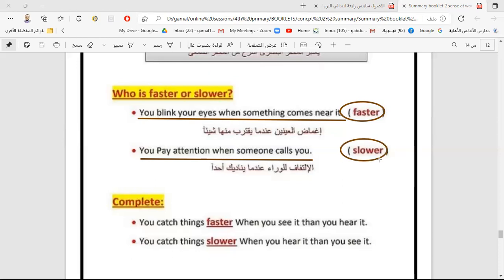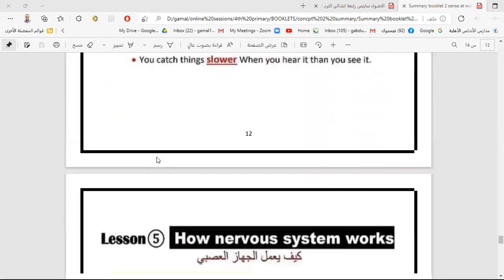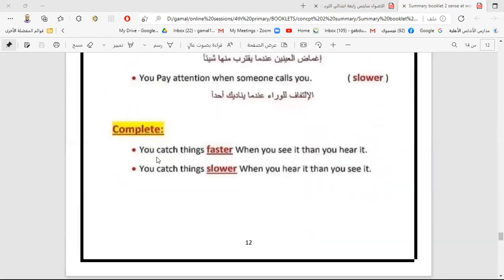Paying attention after hearing takes more time because the brain responds to the eye faster than the ear. Is it okay, my son? Yeah. Okay. But the two messages are very fast. They are transmitted as electric messages, and they have the same direction from the sense organ to the brain, and they move very fast.